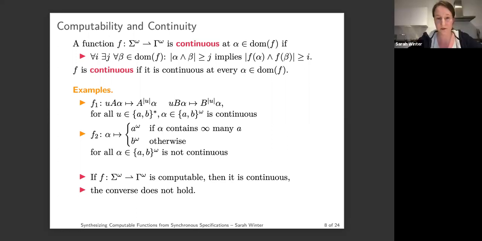Yes. Yeah, and this will play an important role later. Yeah, thank you. I was a bit confused for a second myself. Yeah. Okay.